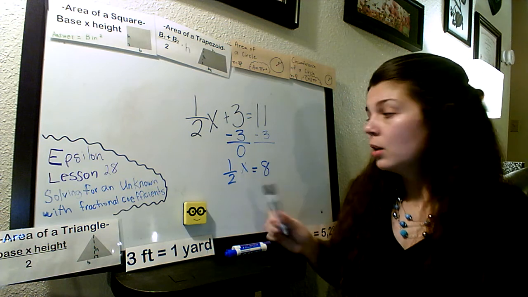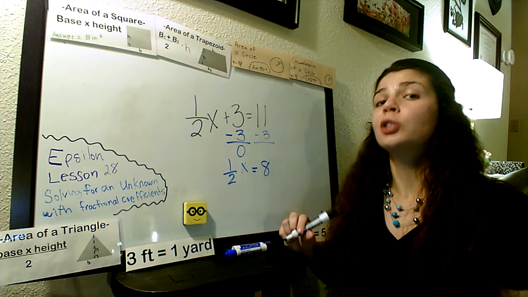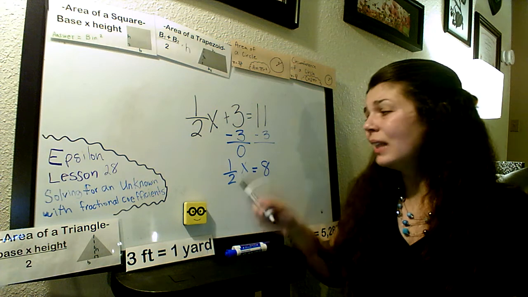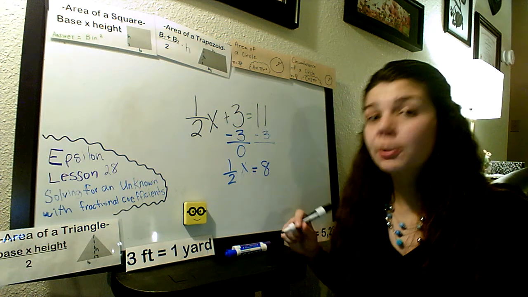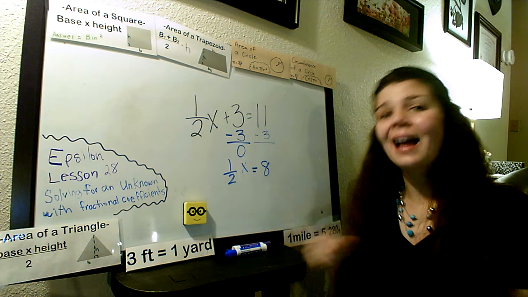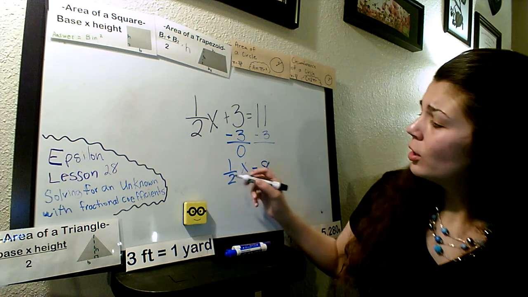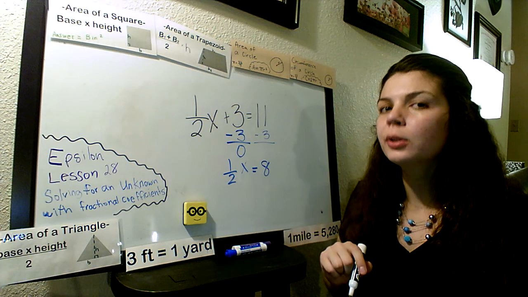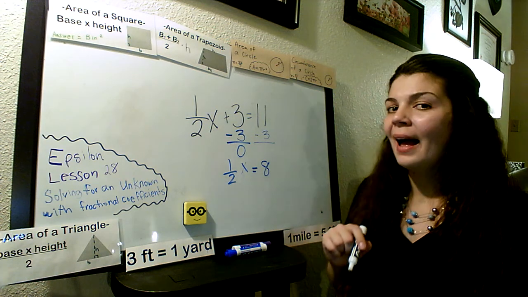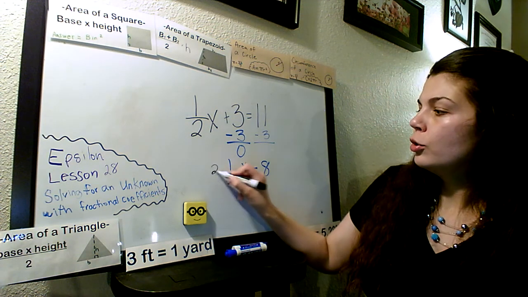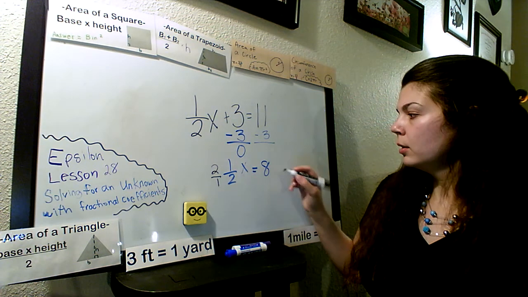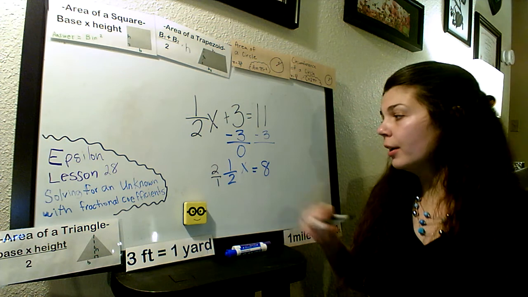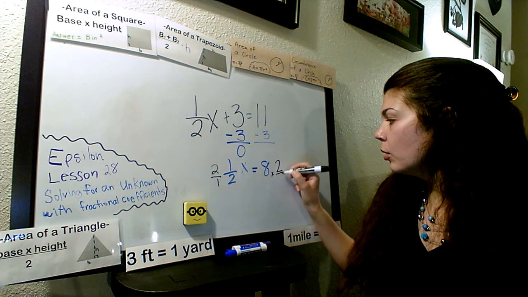I need to multiply the thing latched onto that x. I need that x alone. I need to multiply what's latched onto my x by its reciprocal to cancel it out. I need that gone. So I'm going to go ahead and multiply half by its reciprocal. What's the reciprocal or opposite of half? 2 over 1. Okay? If I do it to one side, I have to do it to the other. Times 2 over 1.